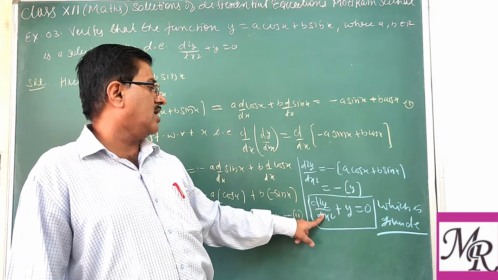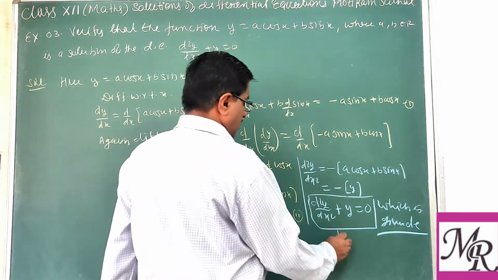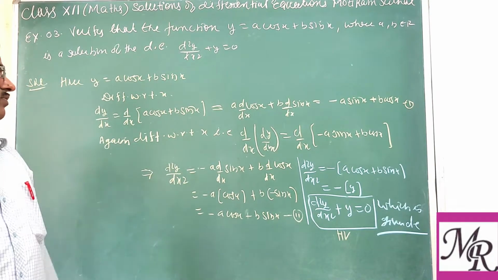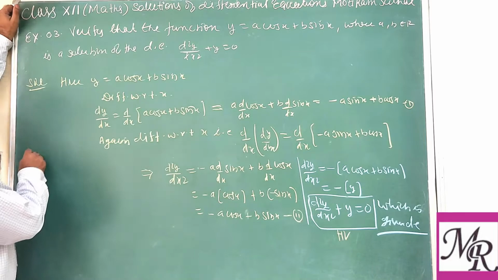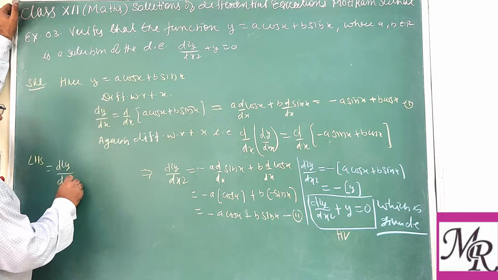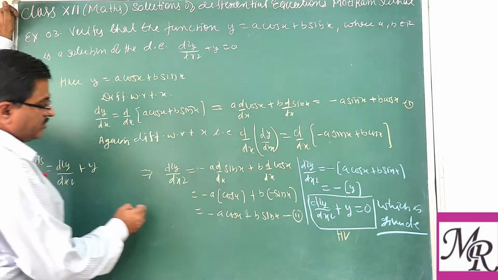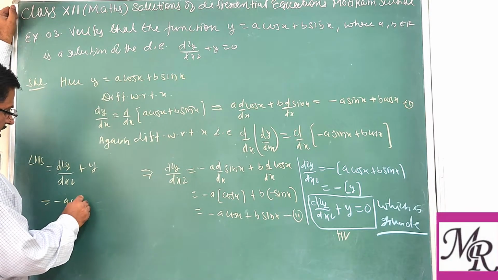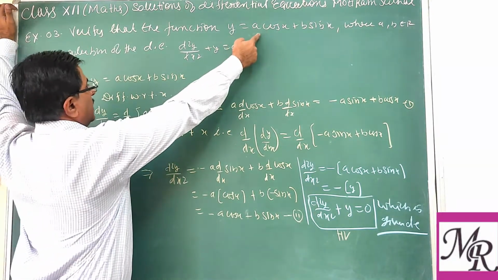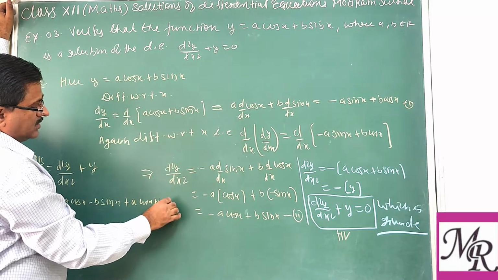It is verified that the given curve is a solution. You can write hence verified. This is the very short and direct method. Otherwise, if you don't want this, then you consider the left hand side, d square y upon dx square plus y. Then put the value of the second derivative. This is the value of the second derivative, that is minus a cos x minus b sin x, plus y. Put the value of y, a cos x plus b sin x.